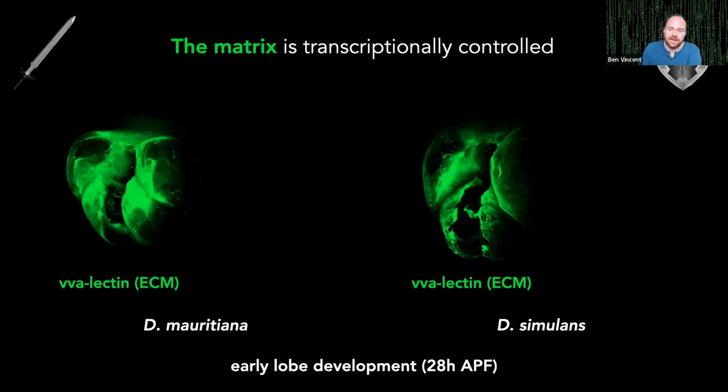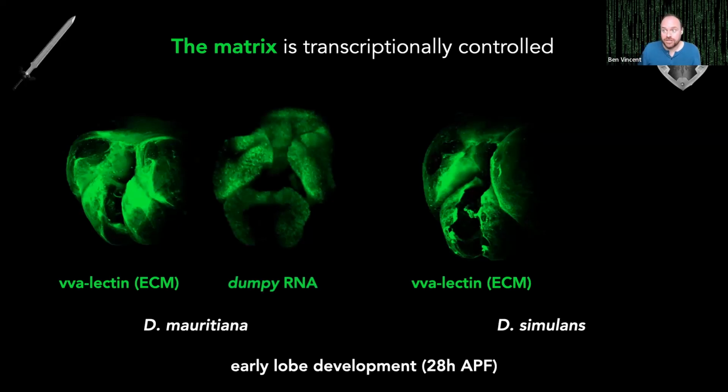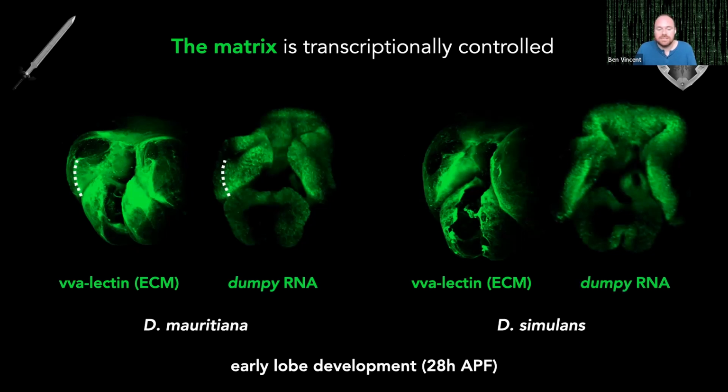So here's the lectin data that I just showed you. And now I'm going to light up dumpy RNA in Mauritiana, which I labeled using hybridization chain reaction. And we can see that these patterns are actually really similar. So dumpy expression extends only partway up the tissue and seems to mark cells that are destined to elongate and form the sword. And when we take a look at simulans, again, this pattern looks really similar to the lectin stain. So the dumpy expression pattern has expanded, which may explain why the shield is bigger than the sword.